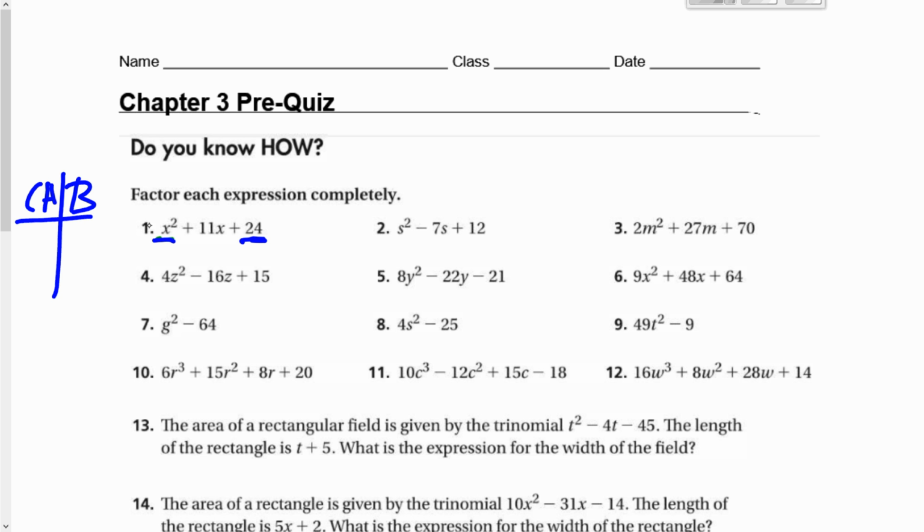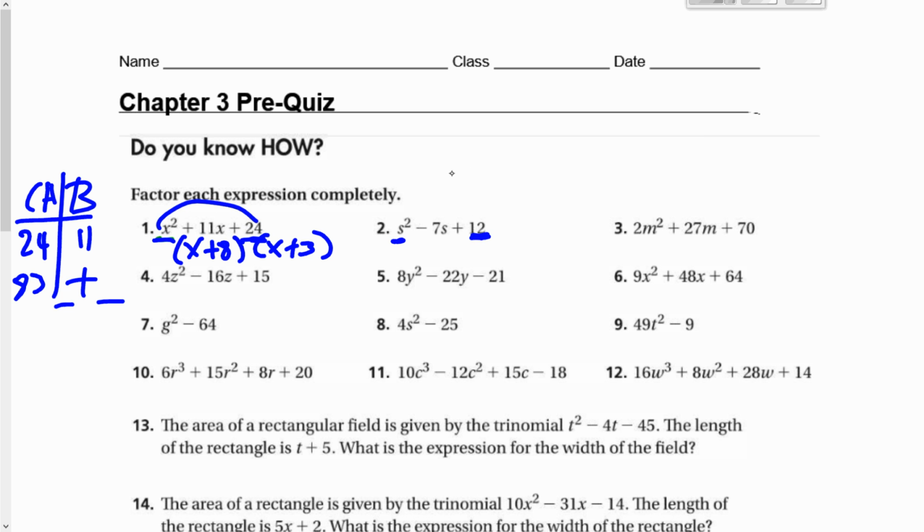Okay, so c times a is 1 times 24, which is 24. B is 11. Since they're both positive, that means we're going to be adding, and both the numbers that we find are going to be positive. So what times what is 24 but adds to 11? That is 8 and 3. So this is x plus 8 and x plus 3. And right here we can divide by our a, but that's not going to change anything. So there's our answer.